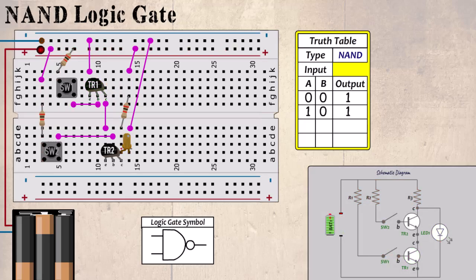Next, SW2 is closed. Current cannot flow to TR1 as SW1 is switched off. But current can flow through SW2, switching TR2 on. Current flows to R3, but there is still no direct path through both transistors, so a path is made through the LED to the negative, which then lights. So when the input is 0 and 1, then the output is 1.